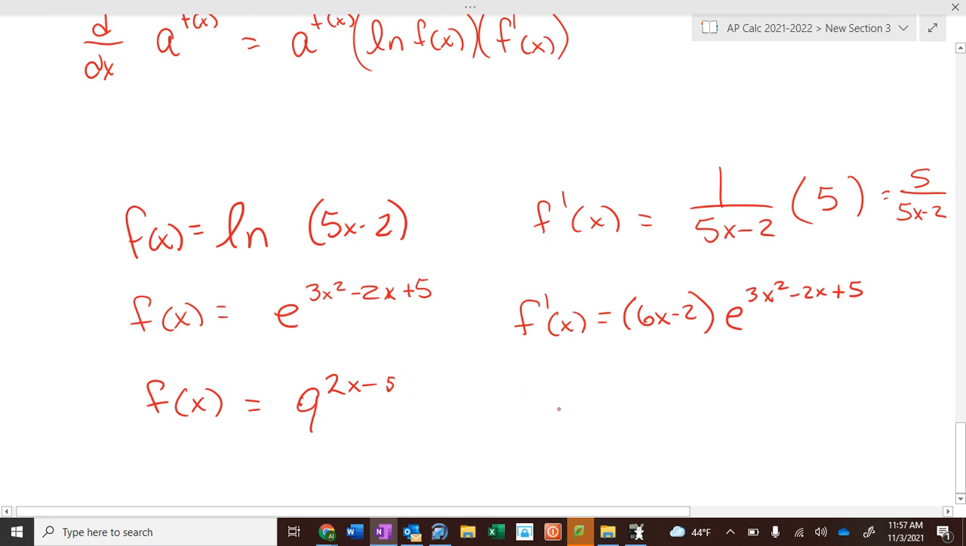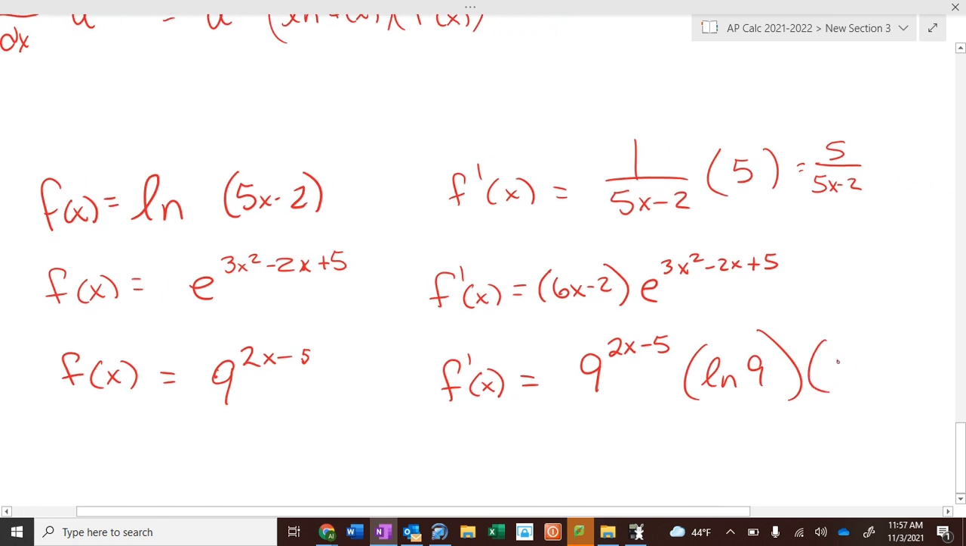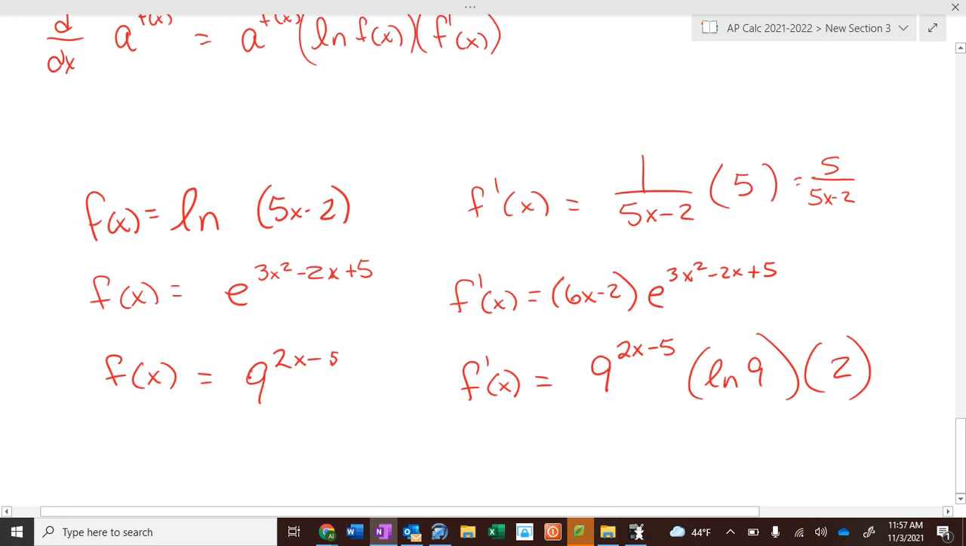9 to the 2x minus 5. So that would be 9 to the 2x minus 5 times ln of 9 times 2. It's the a to the x thing. The first derivative of a to the x is a to the x times the ln of a. And then if x is complicated, you take the first derivative of that. That's how you write it.